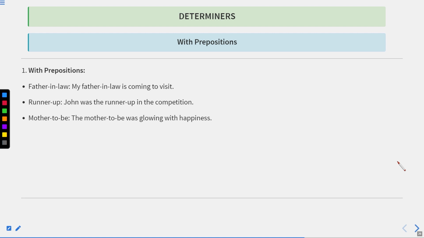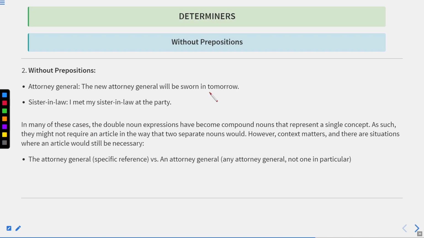Now with prepositions, for example, my father-in-law is coming to visit. My is a determiner. Father-in-law is a noun. Runner-up, John was the runner-up. Runner-up is the noun, whereas the is the determiner over here. Mother-to-be, the mother-to-be was glowing with happiness. Here we have used the, which is a determiner, used before mother-to-be, a particular mother we are referring to. Okay. Let us move to the next one.